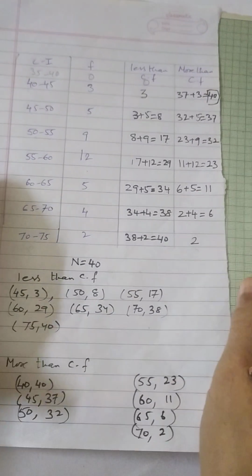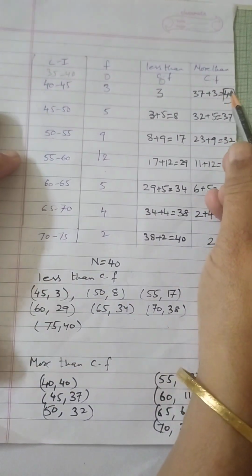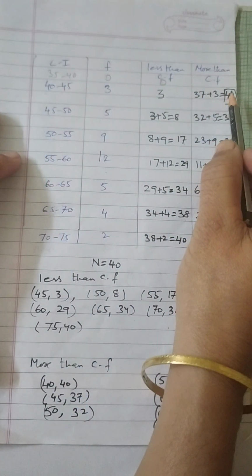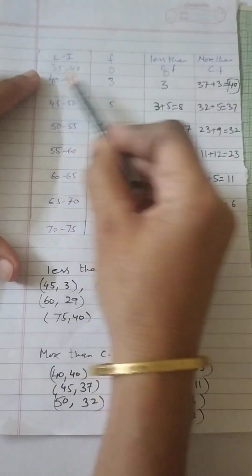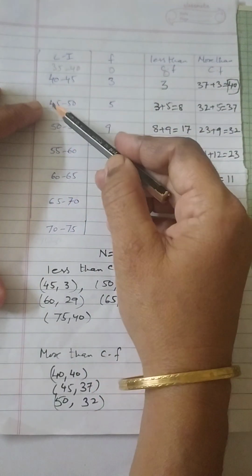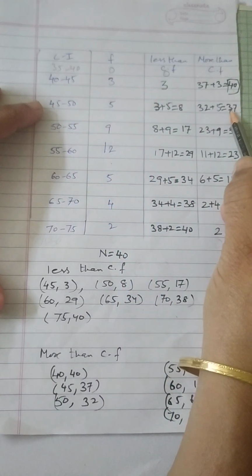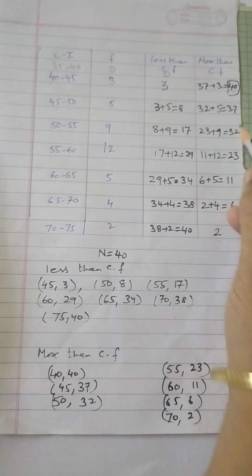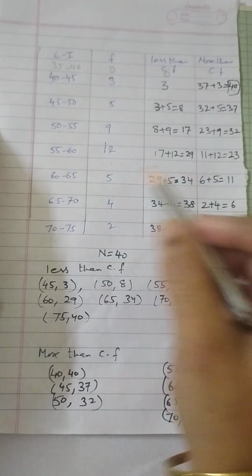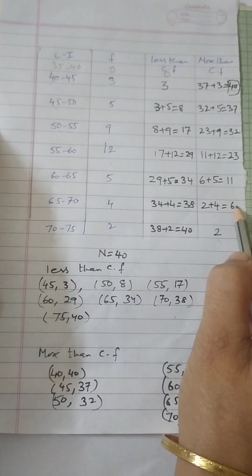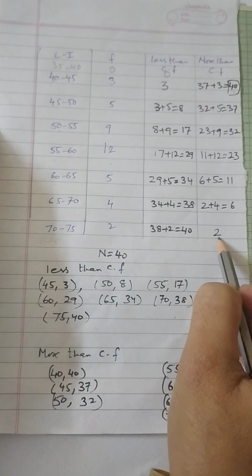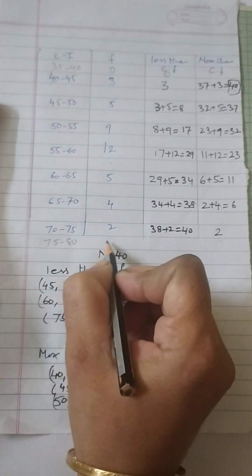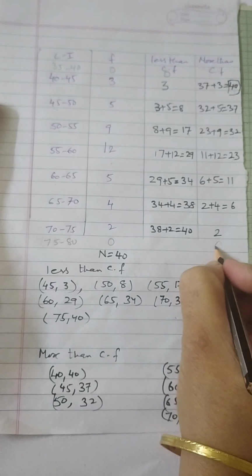Now let us plot the more than cumulative frequency, and this is drawn between the lower limit and the corresponding more than cumulative frequency. So we have the points 40 and 40 CF, 45 the lower limit and corresponding CF is 37, 50, 32, 55, 23, 60, 11, 65, 6, 70 and 2, right? And the next class interval would be here 75 to 80, frequency is 0 and CF is also 0.